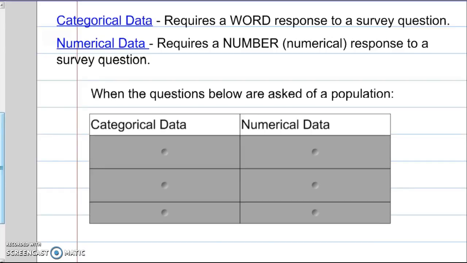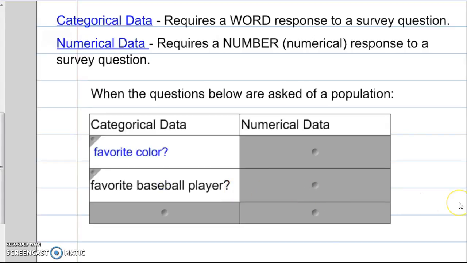Okay, so on the left side of your table, we're just going to go through a few questions and you're going to sort these questions into categorical and numerical. The first question that you need to write on this side of your table is favorite color. If we were asking a population of people, what is your favorite color? They would respond with a word. That is categorical data.